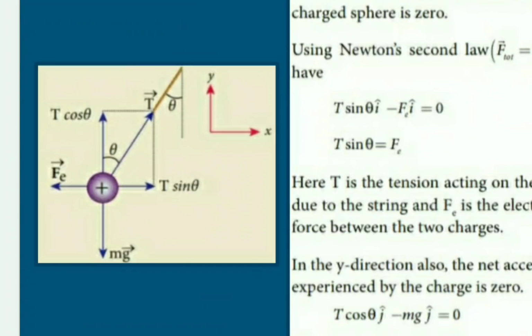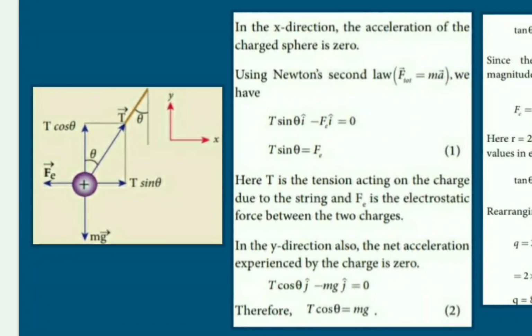So now we have to consider the difference of these two because they are acting in opposite directions, Fe and T sin theta. So we can express it as T sin theta i cap minus Fe i cap is equal to 0. Why are we taking it as minus Fe i cap? Because it is acting in the negative x direction. So T sin theta i cap minus Fe i cap is 0. Bring Fe i cap to the right side, it becomes positive.